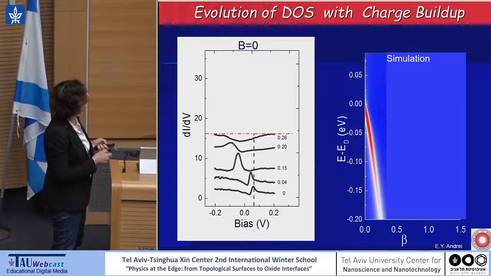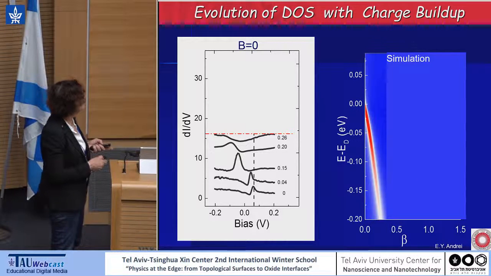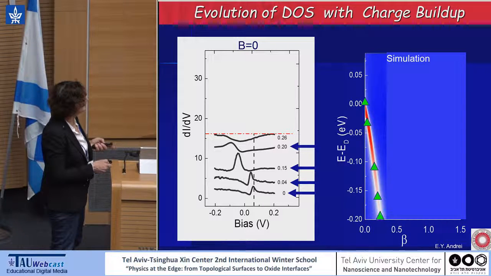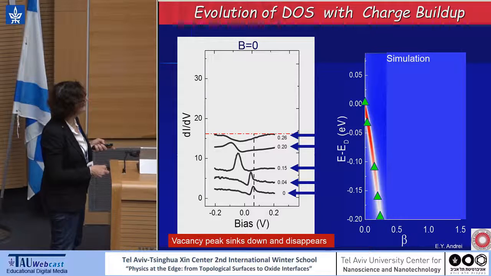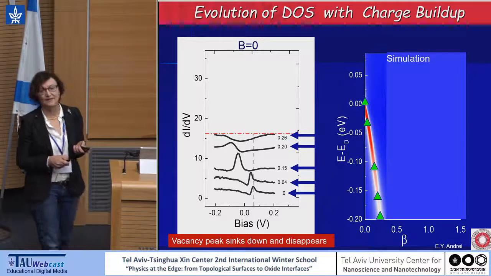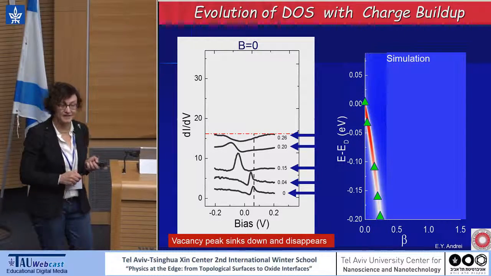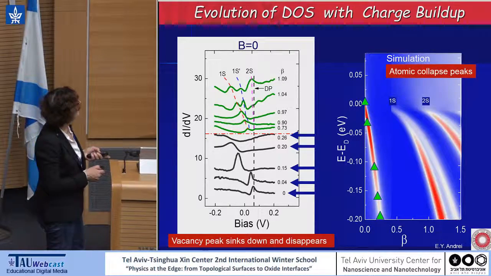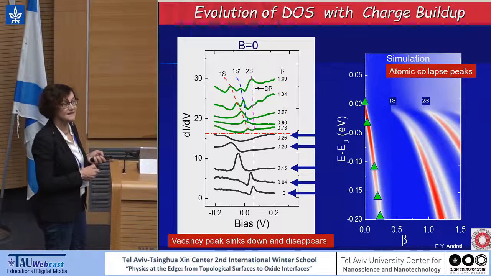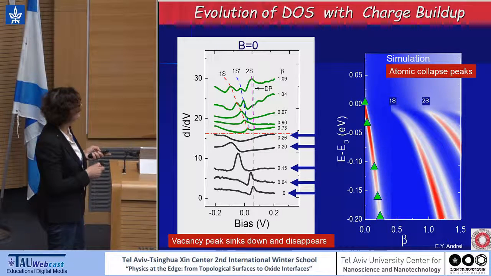So this is a simulation, this is the experiment, and these are the vacancy peaks. And you see as we pulse, the beta keeps increasing. This is before pulsing, and it keeps going up, and eventually it sinks below the experimental horizon. Then we continue to pulse it, and something very interesting happens there. There's a new sequence of peaks that marches in from the right here below the Dirac point.